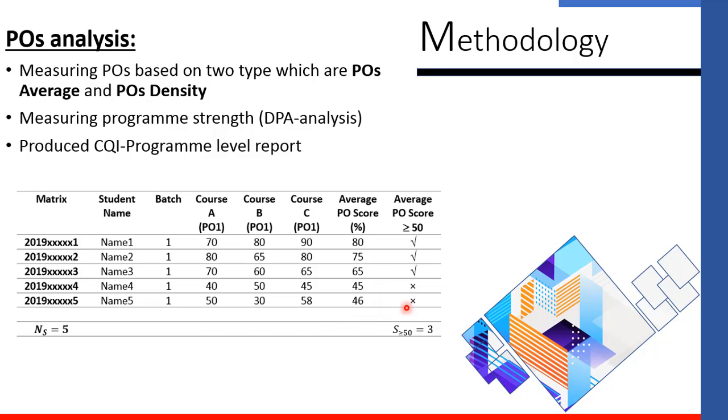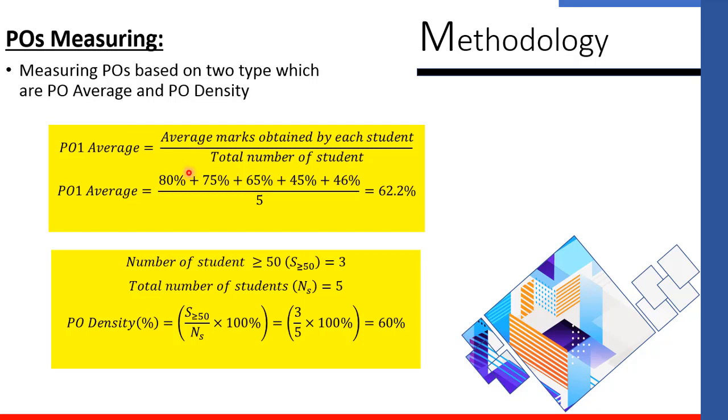until the total students in the certain batch. So to measure the PO average, by using this formula, the average mark obtained by each student is divided by the total number of students. So we have the mark obtained by each student, for example the first student 80, 75, the second student, and third, and so on, and divide by the total number of students. For this case, let's say the first batch has a total of 5 students, so we divide by 5, and this is the PO average.